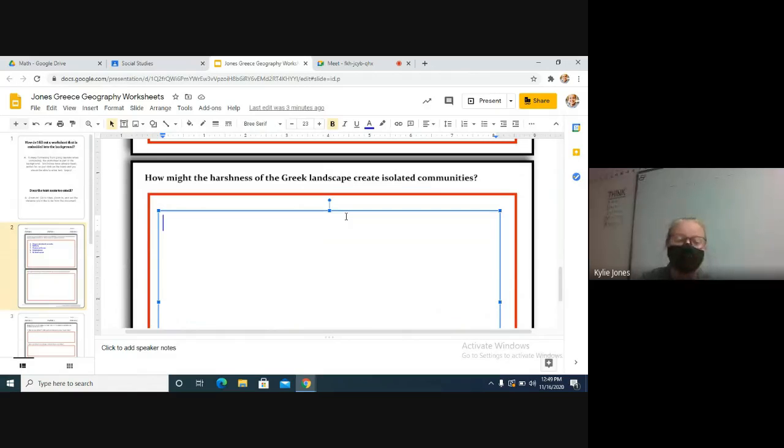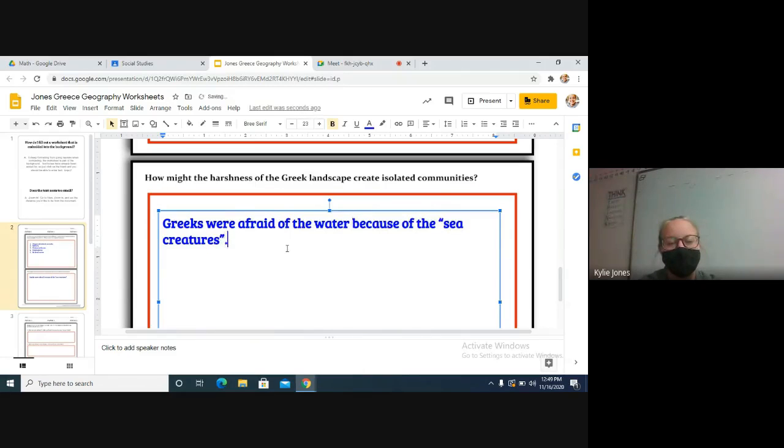So why were they so isolated? Because of the mountains. Because they're afraid of the water? Okay, so they were afraid of each other. Greeks were afraid of the water because of what? Yeah, are they myths or are they real sea creatures? So we're going to say sea creatures, but they weren't real, but they were real to the Greek people back then. The Greeks were afraid of the water because of the sea creatures.